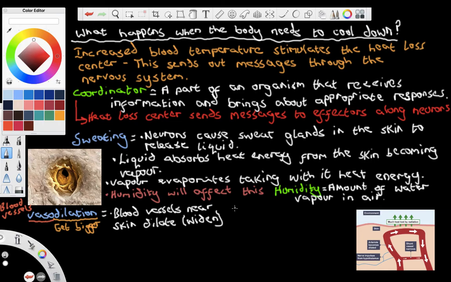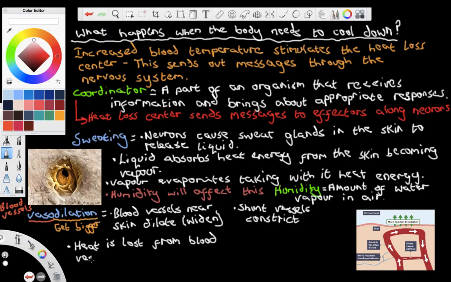We can say shunt vessels constrict, and therefore we can say heat is lost from blood vessels by radiation.